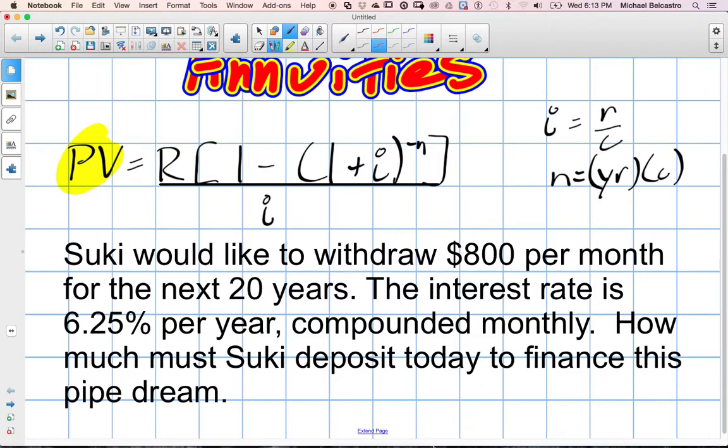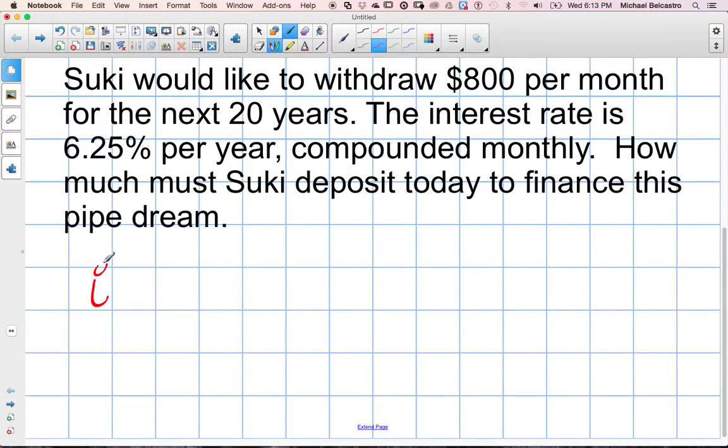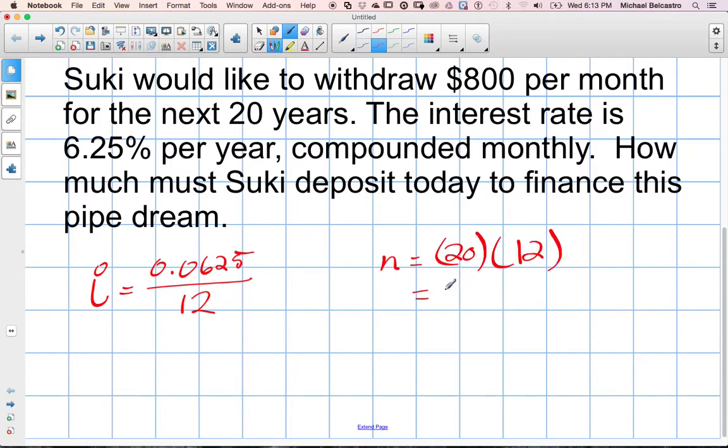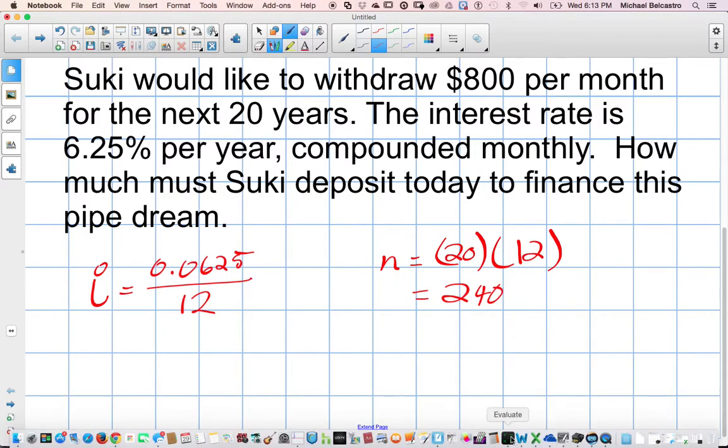So I, we already said, was equal to the interest rate. And what's the interest rate in this one? 0.0625. Yeah, 0.0625. And the compound period is 12. Perfect. So that's going to be a pretty small decimal. And then the N is number of years, which was 20, and the compound period was 12 again. So we're looking at 240 periods and an interest rate.